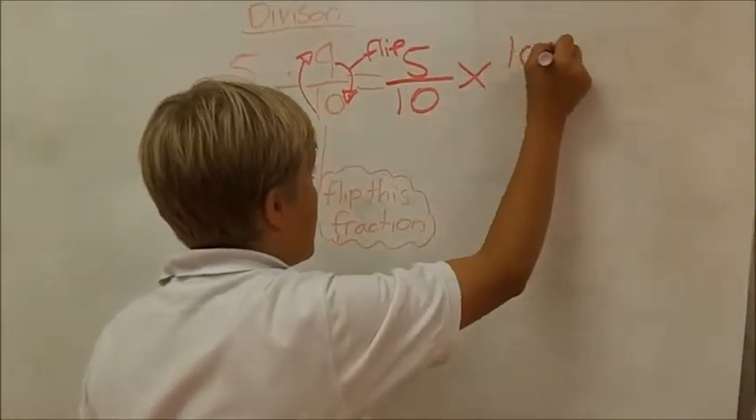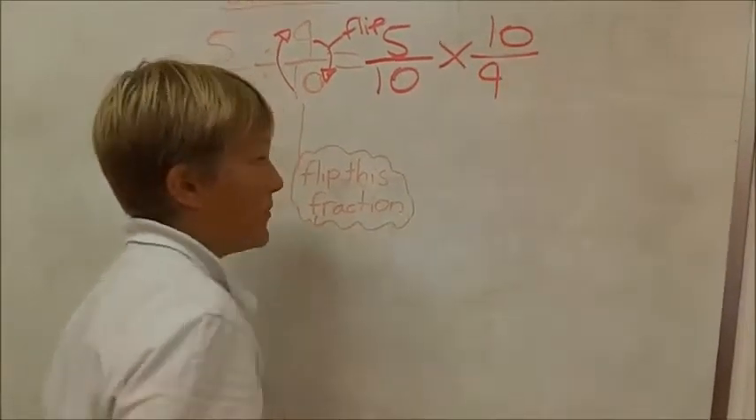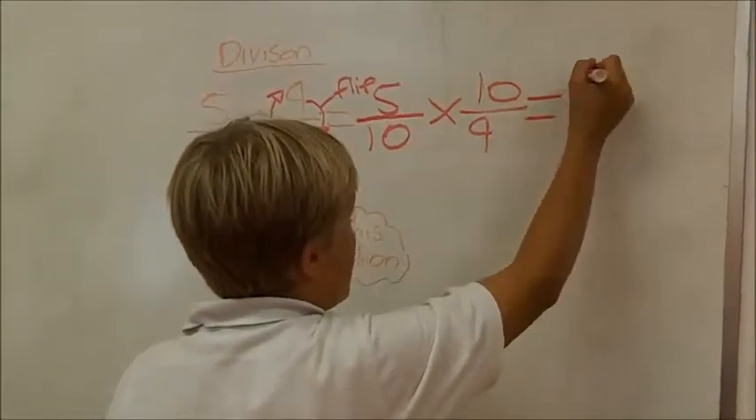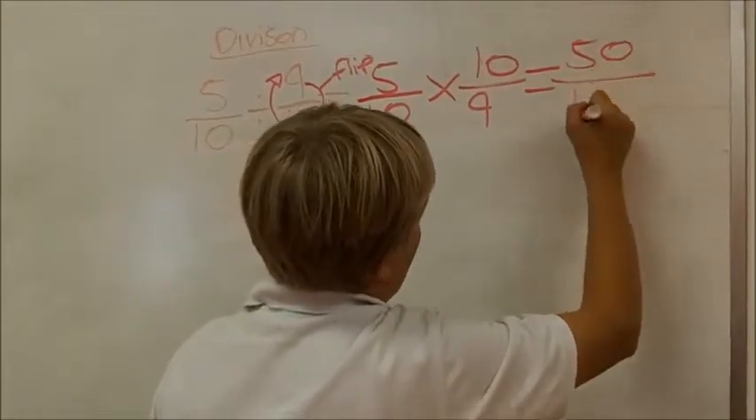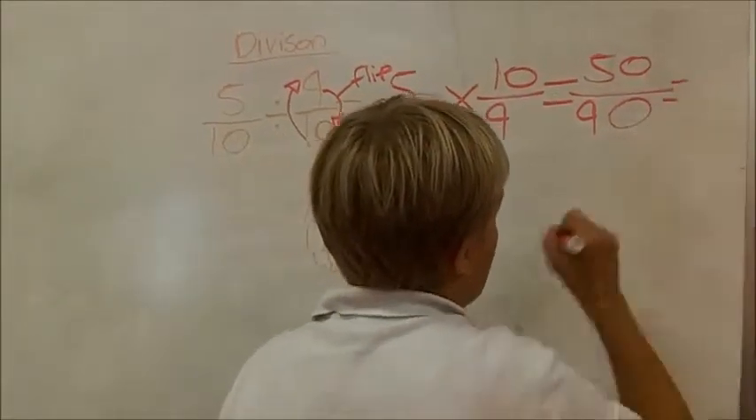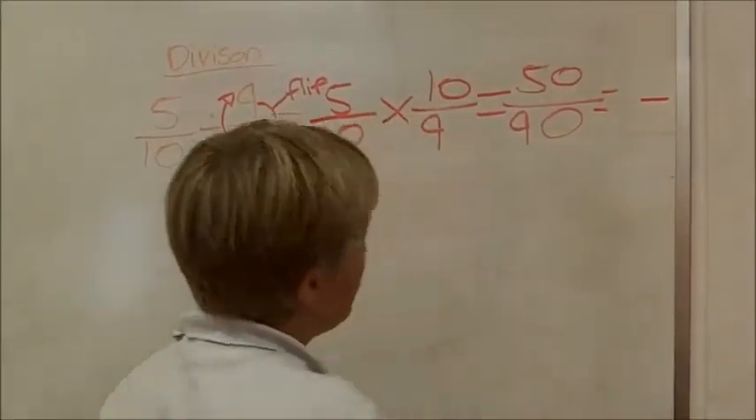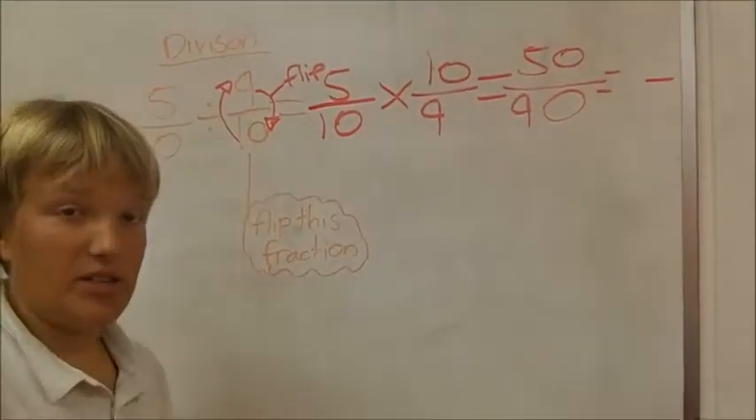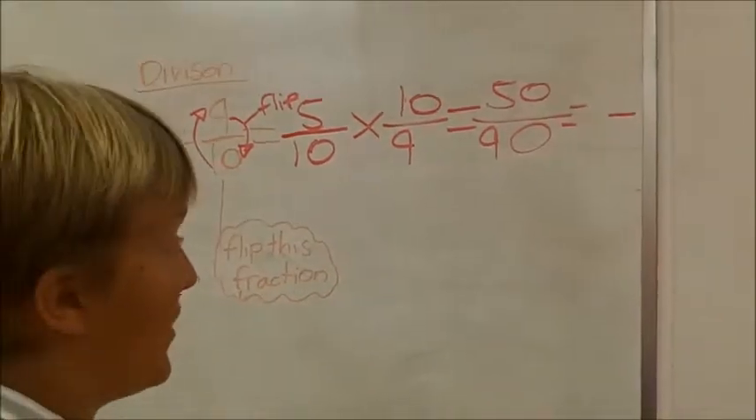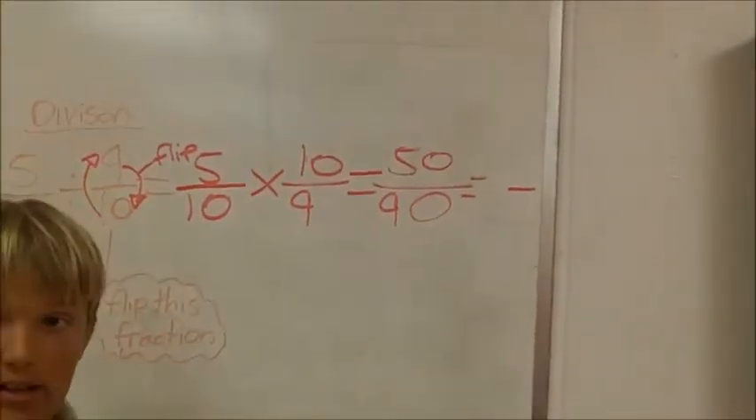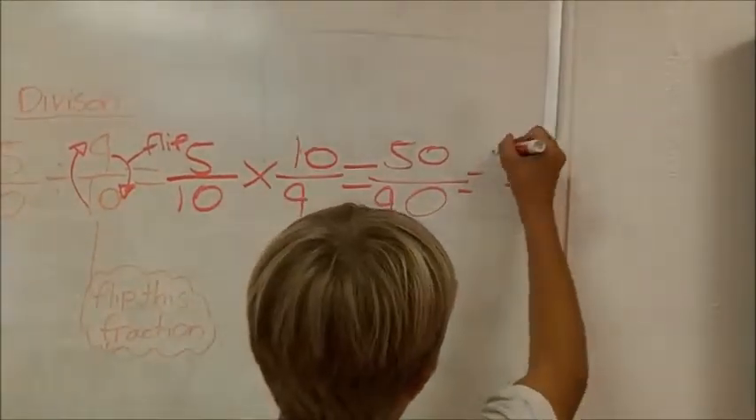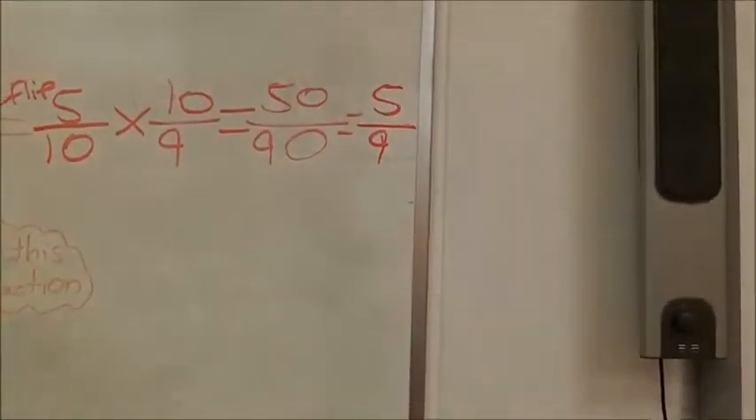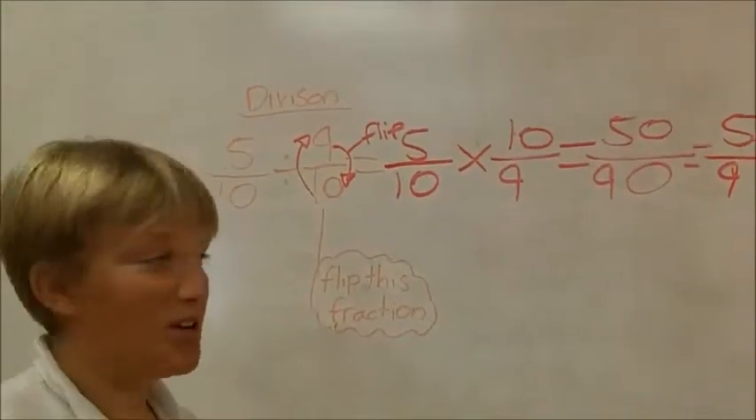So it means 10 over 9, so you just times the top, 50, times the bottom, 90. Okay, and then what you can do after that is you can simplify it down. So 50 divided by 10 is 5, and the 9, so 5 over 9, and it's an odd number, so it will stay as 5 over 9.